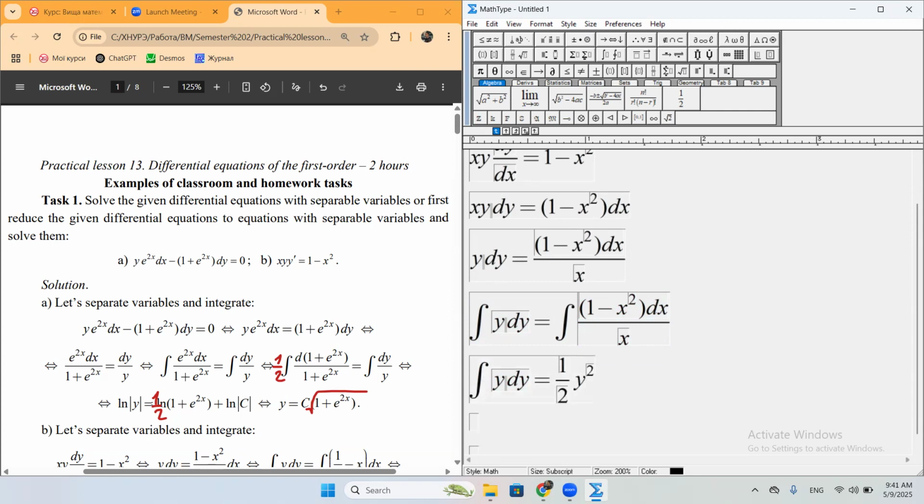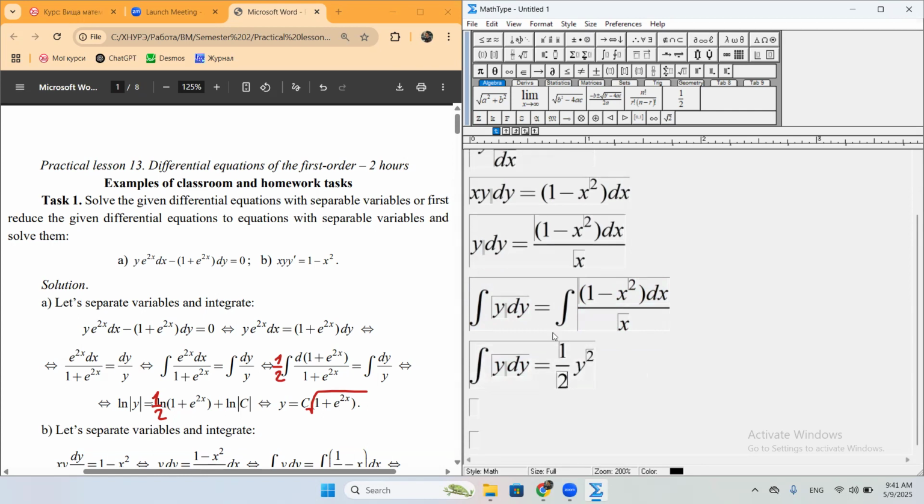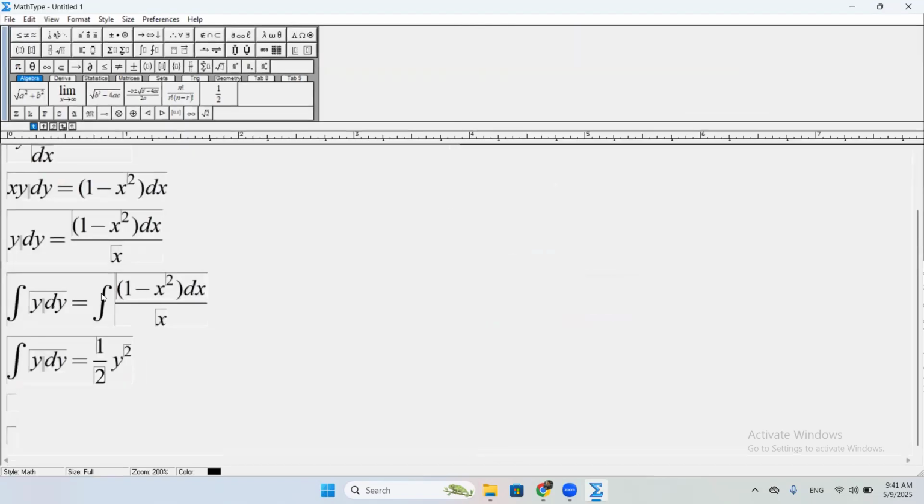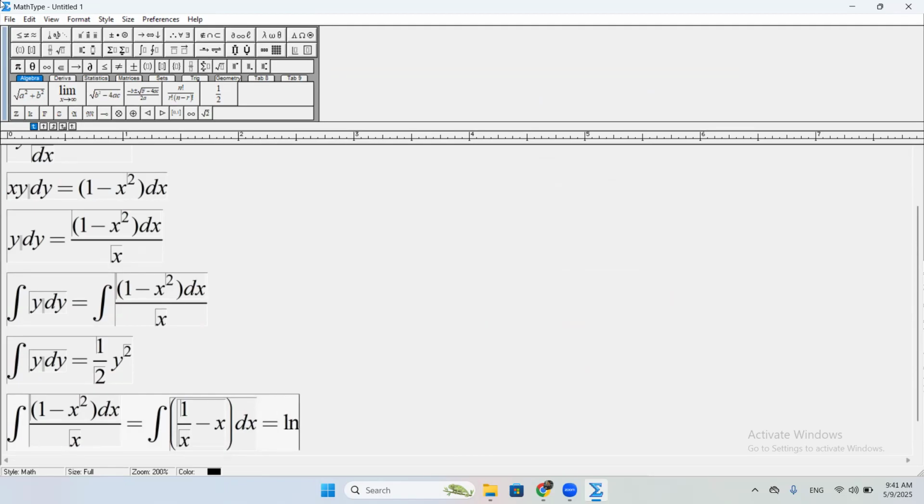y squared. And what about the second integral? It will be equal to the integral of 1 over x minus x dx. So it will be equal to the logarithm of the modulus of x minus 1 over 2 x squared plus c.